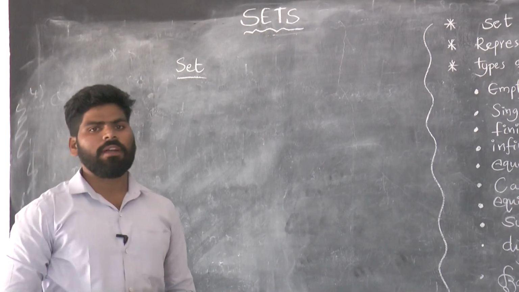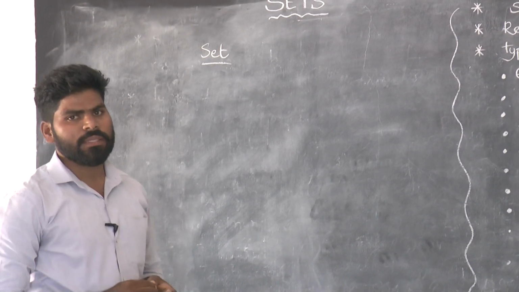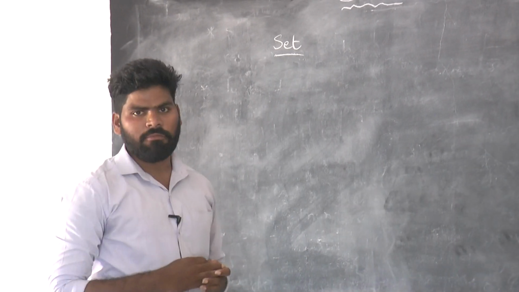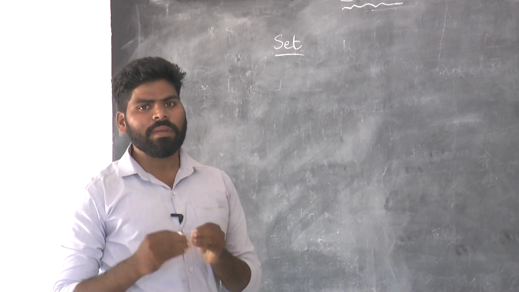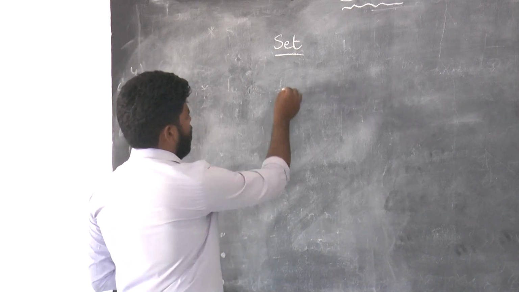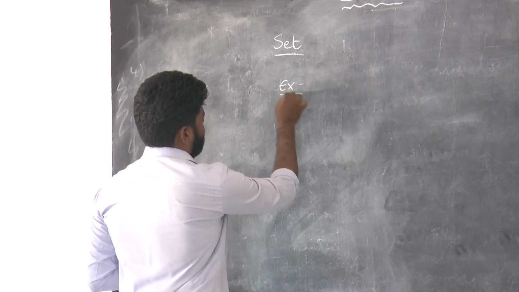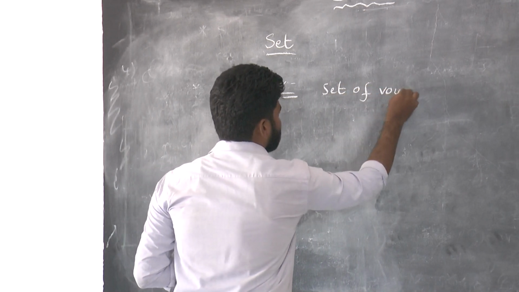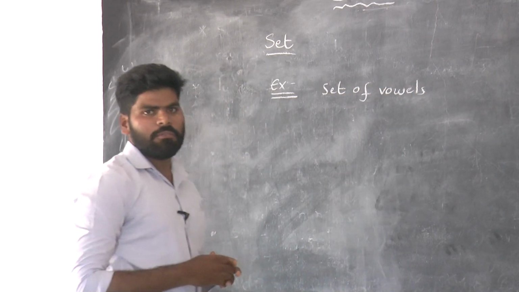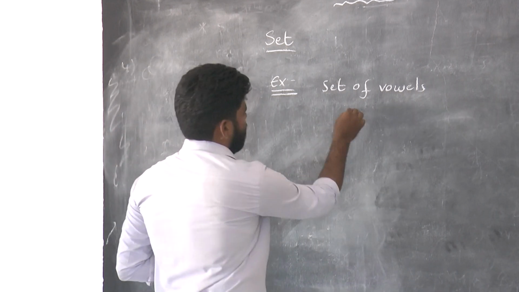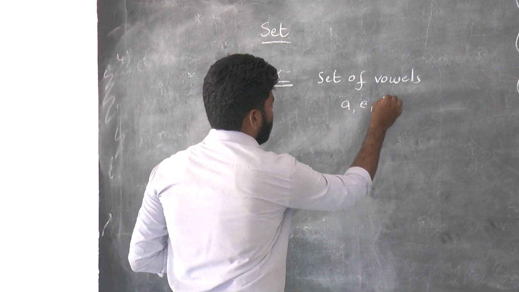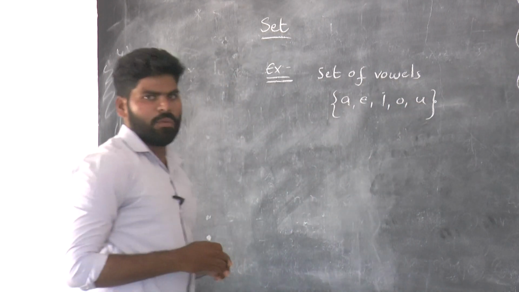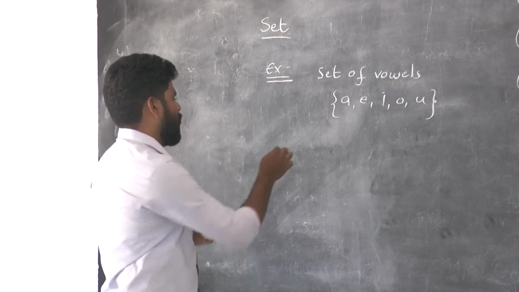A set is a well-defined collection of objects. Well-defined means described clearly. For example, the set of vowels. What are the vowels? A, E, I, O, U. Take another example.